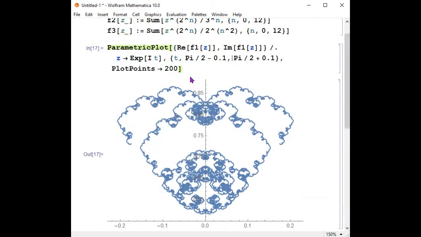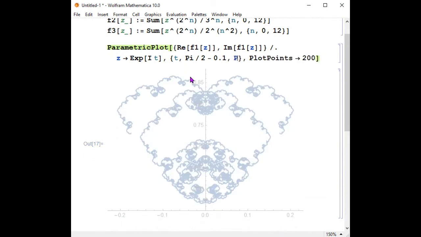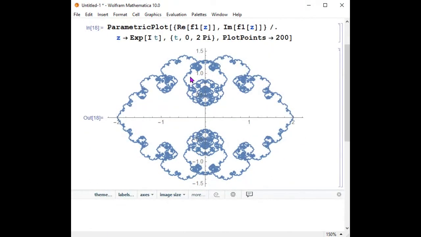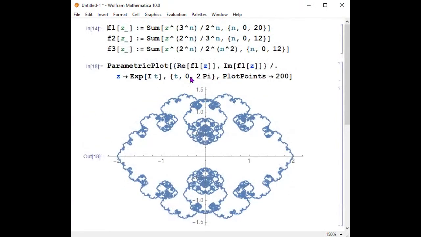Notice that that was just pi over 2 minus 0.1 to pi over 2 plus 0.1. We can look at the whole range here. And what we find is that it's a pretty crazy graph. Notice that here, if I try to take a derivative, I would get 3 to the n, z to the 3 to the n minus 1 divided by 2 to the n. Not only does that not converge anywhere where the modulus of z equals 1, but it actually goes to infinity. Really bad there. All right, now let's look at F2.